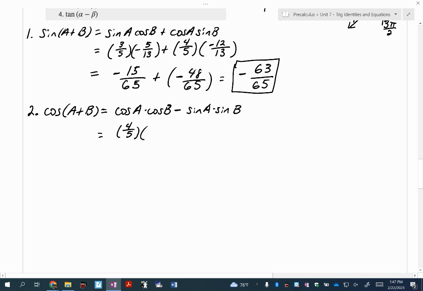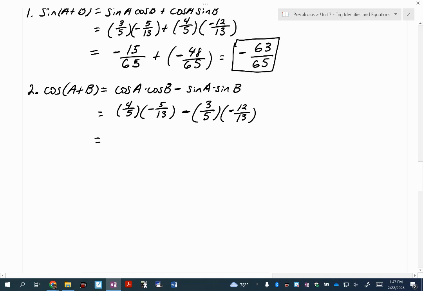We do know the cosine of B. That was -5/13. That was given to us. Minus, we know the sine of angle A. That's 3/5. And we found the sine of angle B from our sketch on the last one, negative 12/13.